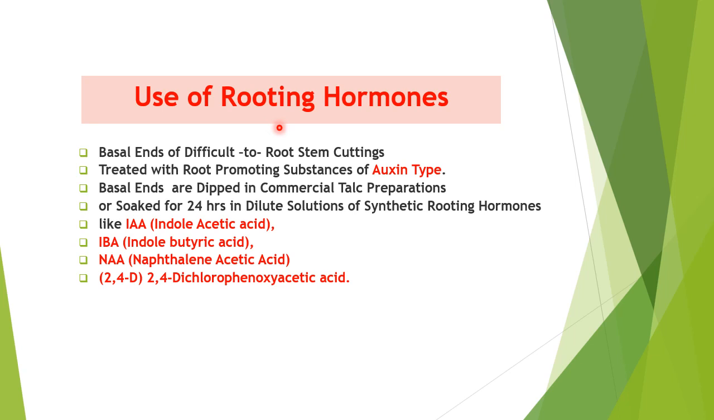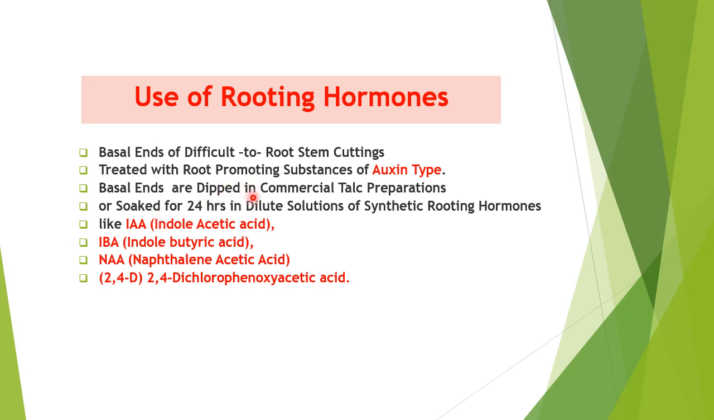Now, after that, you use rooting hormones because there are some species which are hard to root or will root less. To promote rooting, a farmer or a gardener or a propagator uses rooting hormones. How to use rooting hormones? You take rooting hormones, which can be in liquid form or powder form, and they are applied at the basal ends of the shoot cuttings, which can be difficult to root stem cuttings, and they will be treated with root promoting substances. They are of the auxin type.